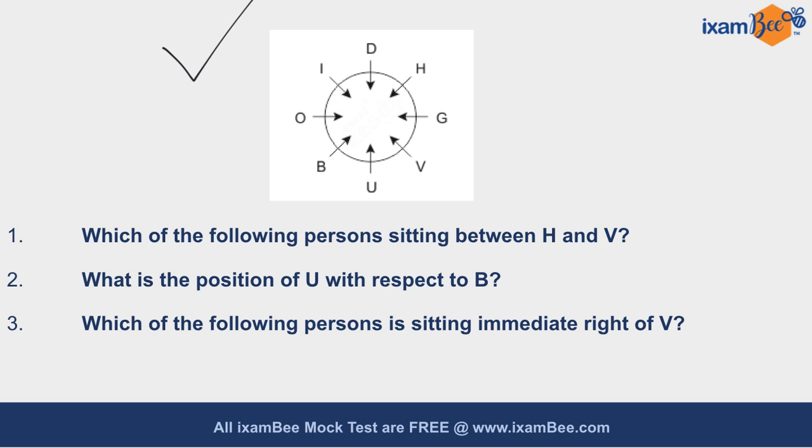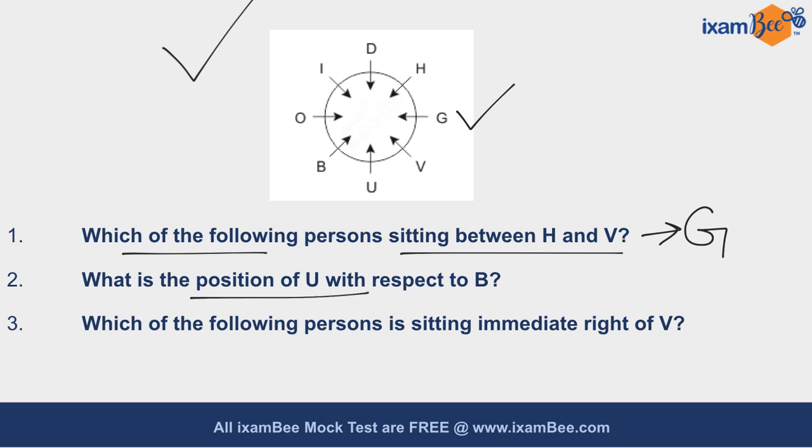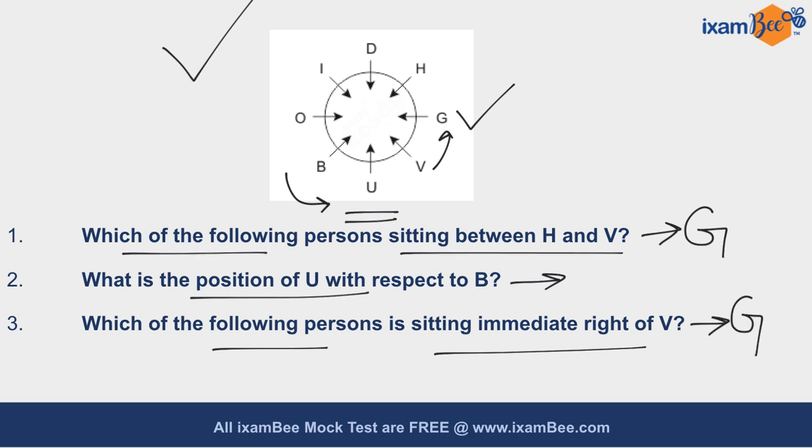First question states, which of the following persons is sitting between H and V? Clearly, G is sitting between H and V. So the correct answer for this particular question is G. What is the position of U with respect to P? Clearly, U is sitting to the immediate right of B, so the correct answer is immediate right. Which of the following persons is sitting immediate right of V? Clearly, G is sitting to the immediate right of V, so G is the correct answer.